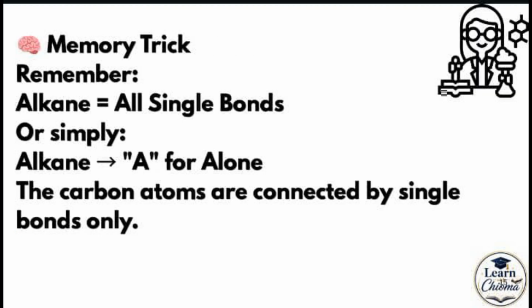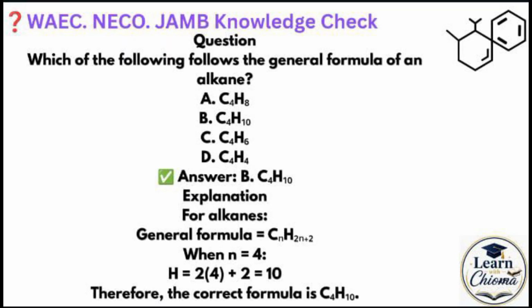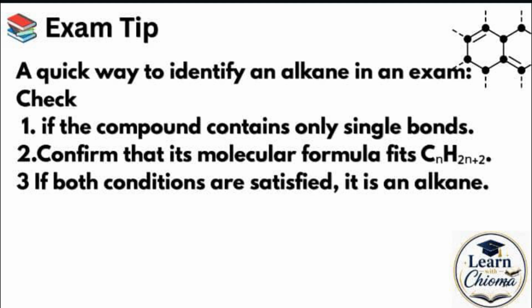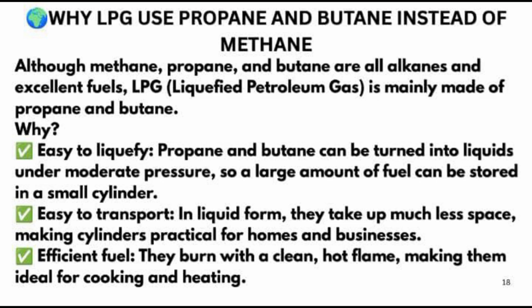Now that we've learned what alkanes are and how to recognize them, the next question is, what makes alkanes unique? Let's explore their physical and chemical properties to understand how they behave and why they're so useful in everyday life. Have you ever wondered why cooking gas cylinders contain propane and butane instead of methane? The answer lies in how easily these gases can be stored. Propane and butane can be converted into liquids simply by applying moderate pressure.